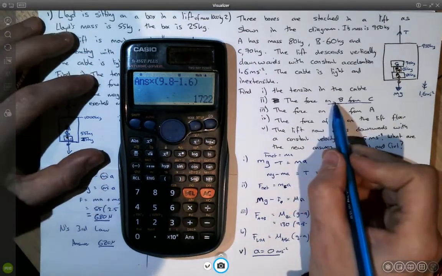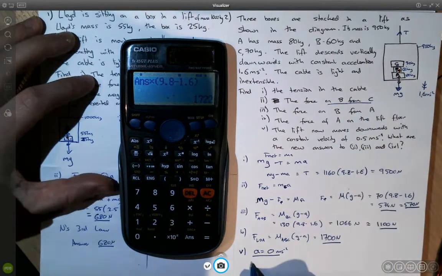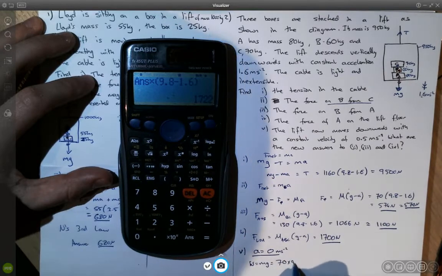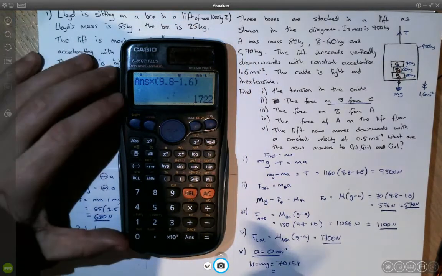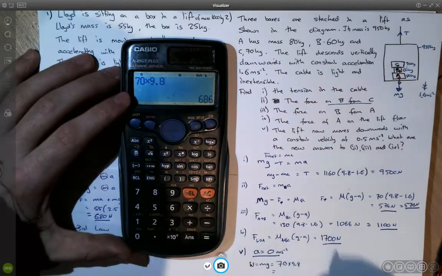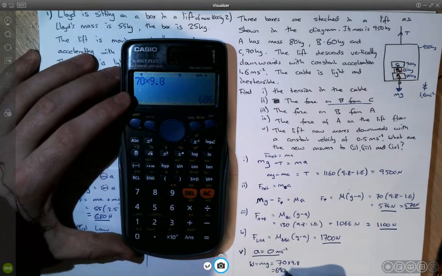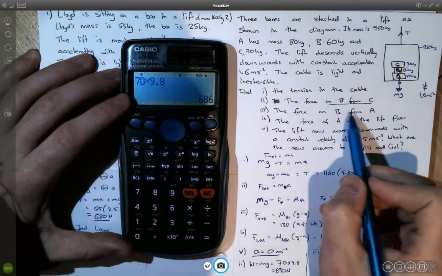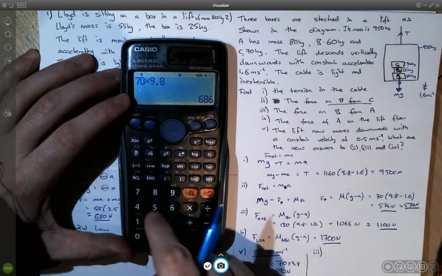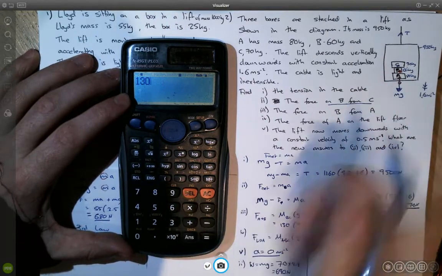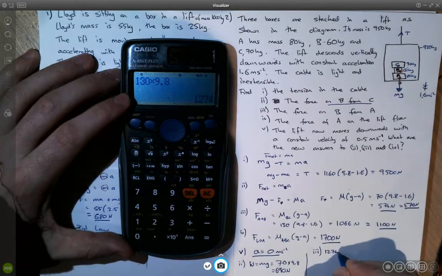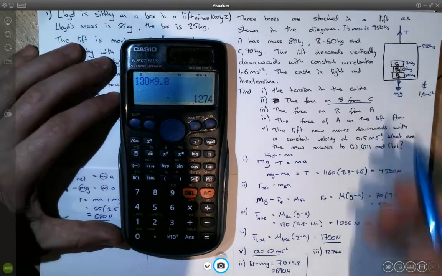So the force on B from C is obviously just the weight, which is mass times gravity, so 70 times 9.8, which is 690 newtons. The force on B from A, so again, we're going to do 70 plus 60 times by gravity, which is 1,274 newtons. That will be the same as the force up.